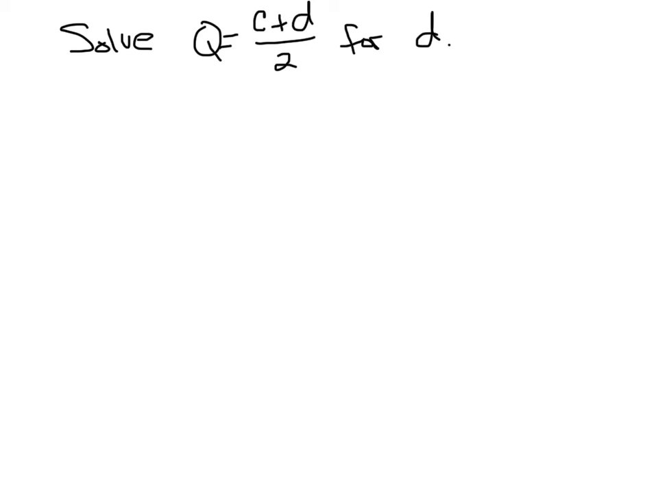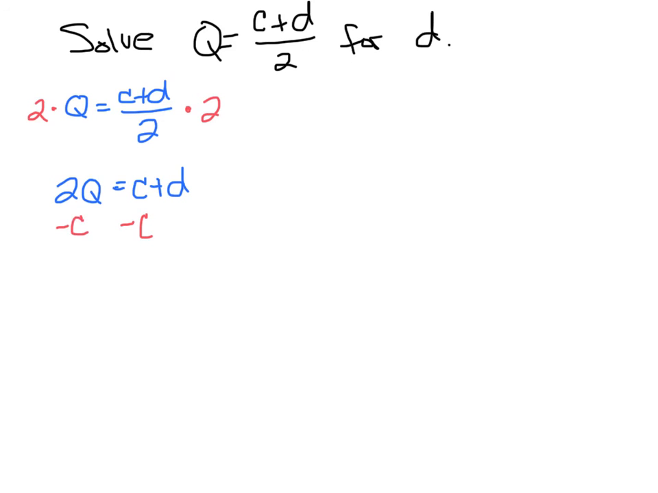So I'm just going to rewrite that down here. To get rid of that 2, I'm going to multiply both sides by 2, because the opposite of division is multiplication. And now we have 2 times Q equals C plus D. And again, we're trying to get that D by itself, so we need to get rid of this C. Opposite of a positive C is negative C. And we're left with 2Q minus C equals D. D's all by itself, so that is our answer.